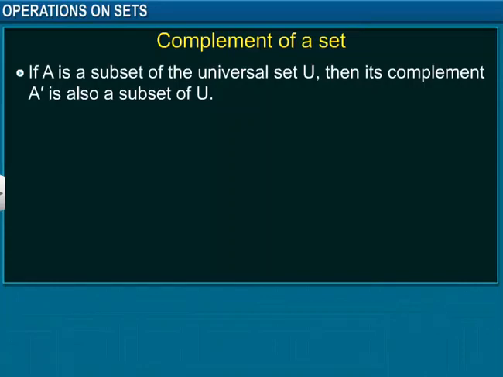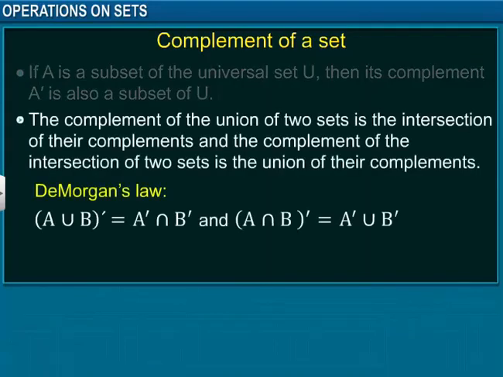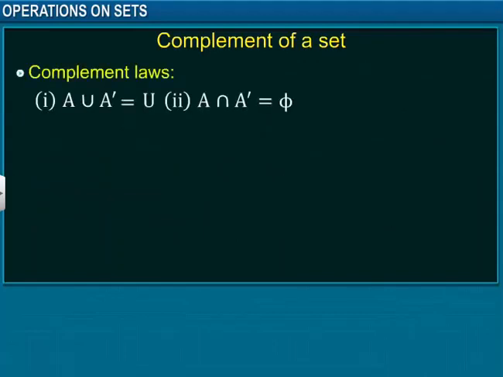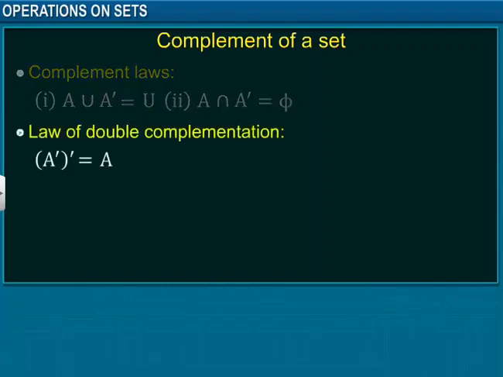The complement of the union of two sets is the intersection of their complements, and the complement of the intersection of two sets is the union of their complements. These are called De Morgan's laws. The complement laws are as follows. The law of double complementation says that the complement of the complement of any set is the set itself. The laws of empty set and universal set are as shown.